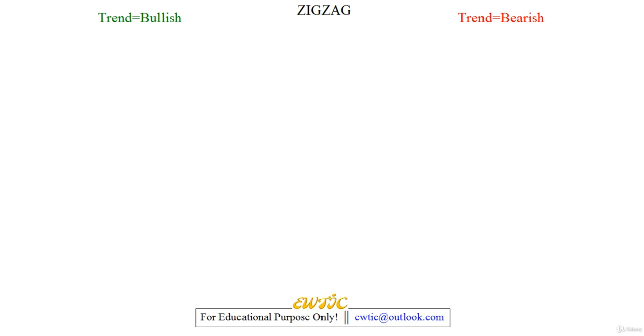Welcome to the second category of the Elliott Wave patterns, which is corrective waves. This is section 4, zigzag, and lecture 1, regular zigzag.